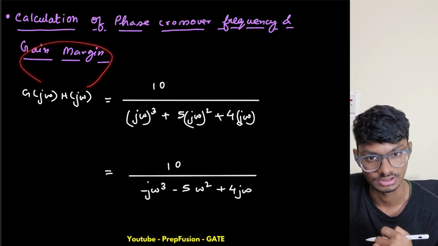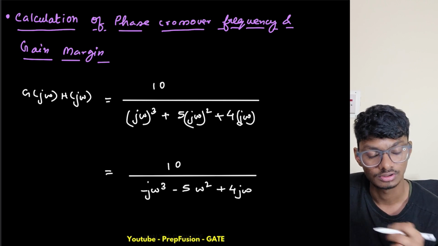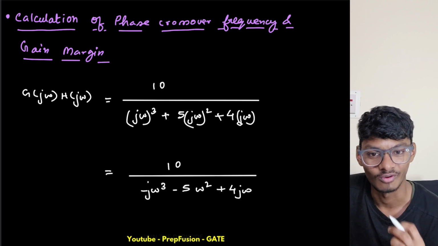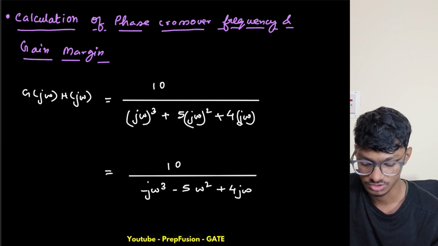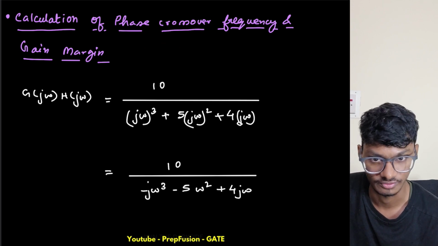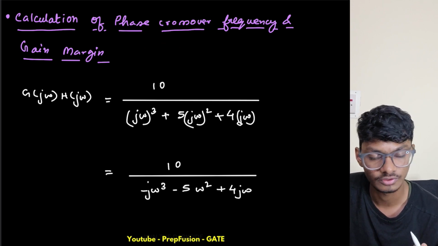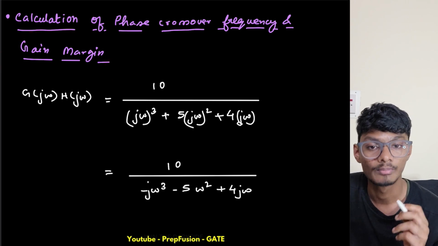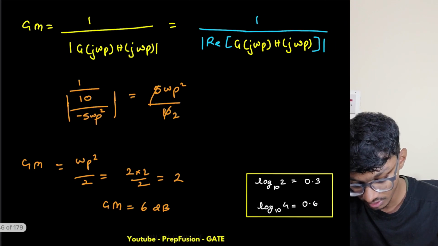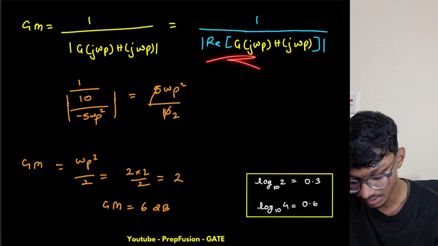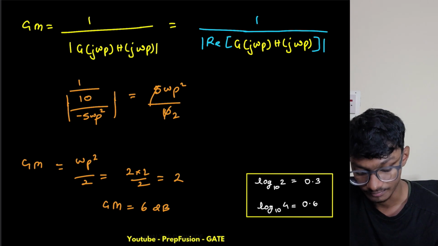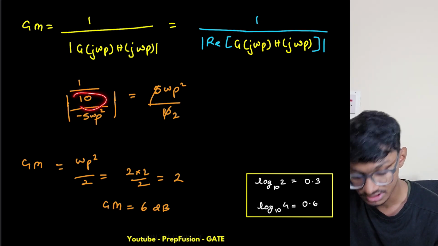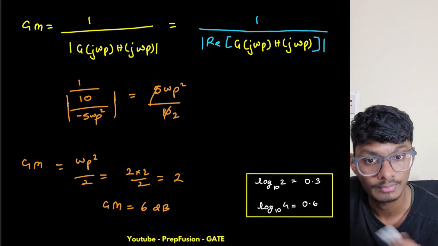Will my gain margin change? If you said it will not change because you think it depends on phase crossover frequency, and if the phase crossover frequency isn't changing then the gain margin will also not change, you are wrong again. Why? Because my gain margin includes the numerator also, the real part of G(jω)H(jω). Here there is a numerator. That's why my gain margin will change.